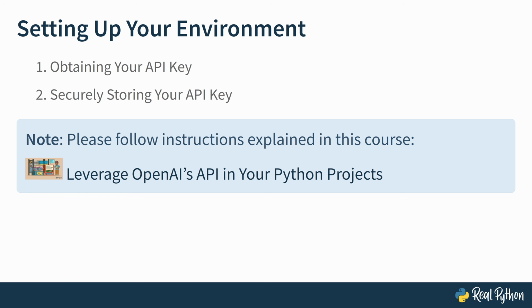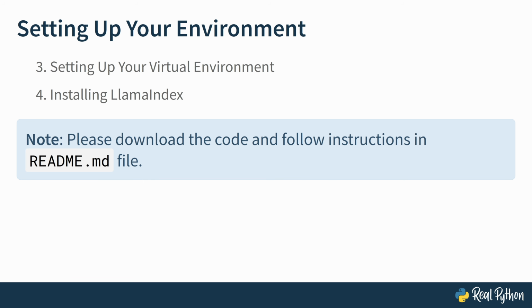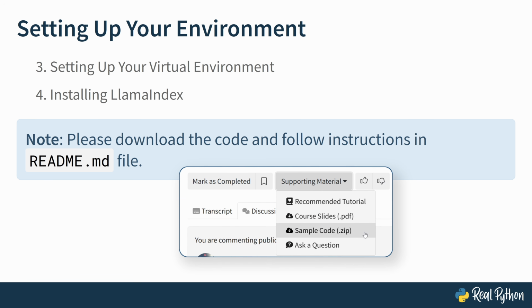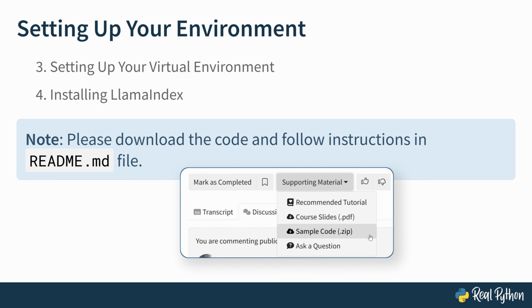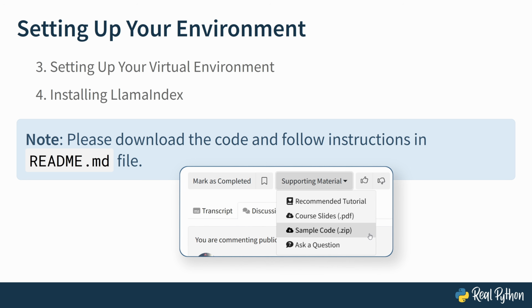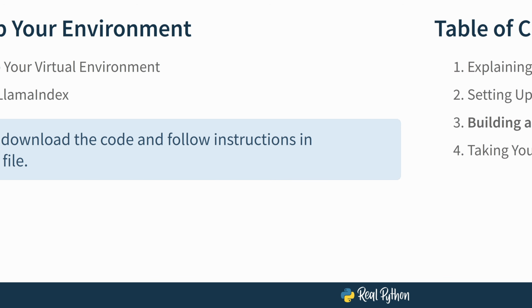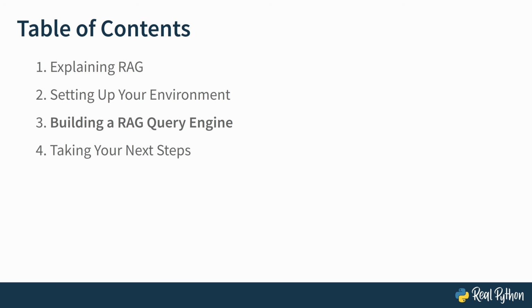So in order to maximize the new content in this course, I hope you don't mind me referring you to this other course in case you haven't obtained your API key yet, and in case you haven't stored it securely yet. Steps 3 and 4 then, well, if you download the code that comes with this video course, then there is a README file. And if you follow those instructions, then steps 3 and 4 will be done automatically for you. That will take us to building a RAG query engine in the next lesson.